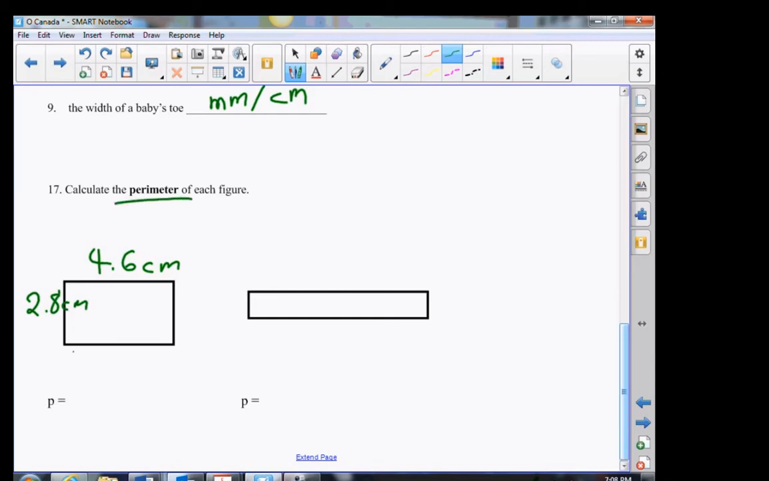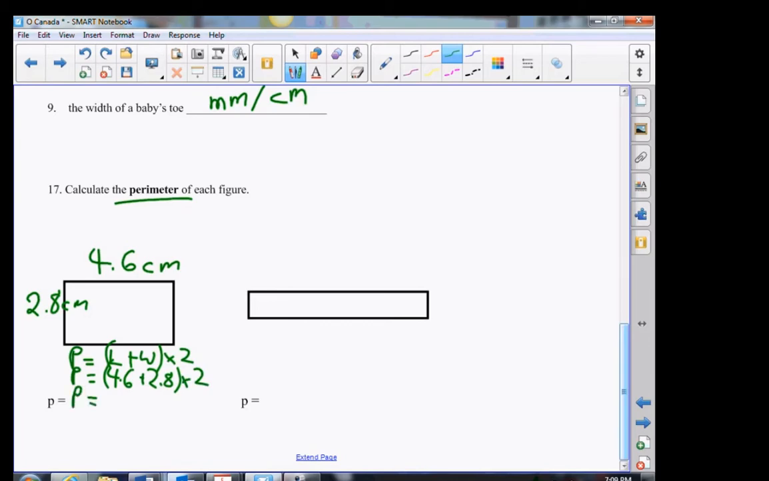Remember it's a rectangle, so I can use my rectangular equation for perimeter. Perimeter equals length plus width in a bracket times 2. Perimeter equals 4.6 plus 2.8 times 2.